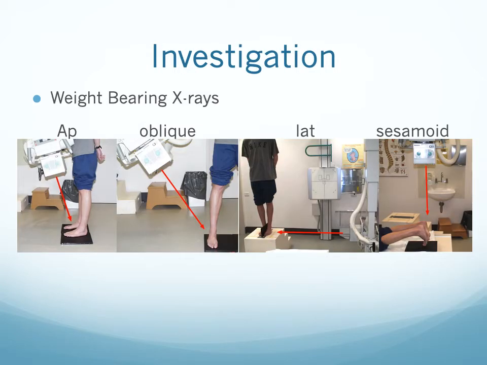The routine investigations that I would ask for include weight-bearing x-rays, an AP, an oblique and a lateral. If you're worried about the sesamoid articulation being degenerate, then it's worth getting a sesamoid view as well.